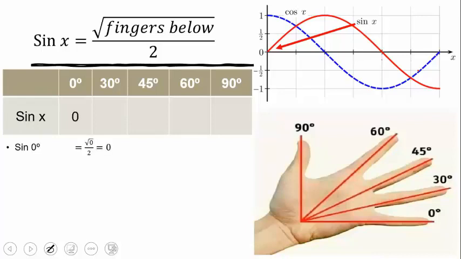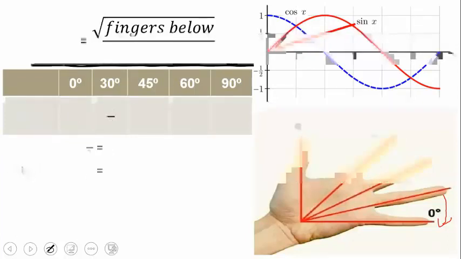For sine 0, we don't have any finger below, so we will write square root of 0 upon 2. For sine 30, we have one finger below, so sine 30 will become square root of 1 upon 2, which is equal to 1 upon 2.